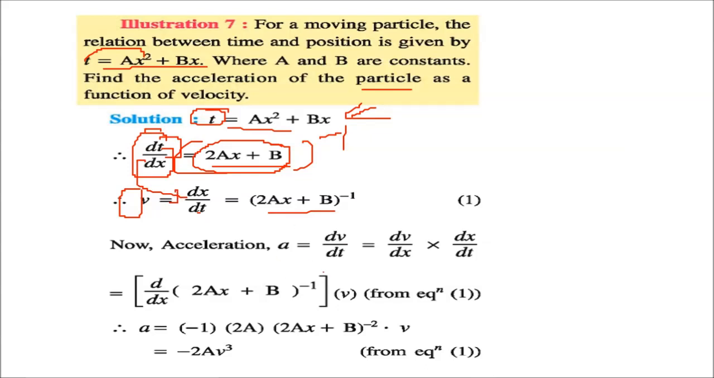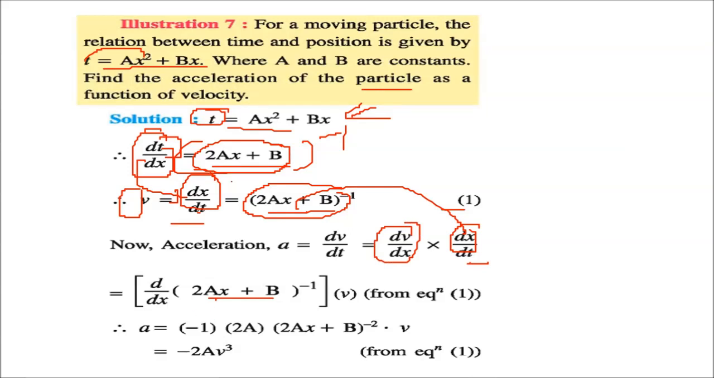Now, dv by dt can be written as what? dv by dx times dx by dt. dx by dt is with us. But how to find dv by dx? Because we have equation 1, this dx by dt we can directly use. We just try to find d by dx of this one, because this is already given. We are putting it in and finding d by dx of this one, because we know what this value is. So again we will differentiate it. You get this value, minus 2av cube. So this is the acceleration in terms of velocity.